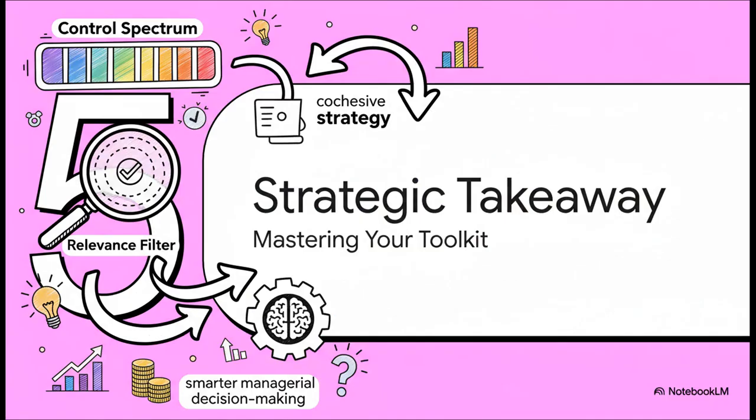All right, let's get to our strategic takeaway. It's time to zoom out and assemble our complete decision-making toolkit. We've got our two key tools: the control spectrum, which helps us see what we can actually change, and the relevance filter, which helps us focus only on what matters for the choice right in front of us. So the big question is, how do we put these two together into one powerful, easy-to-use strategy?